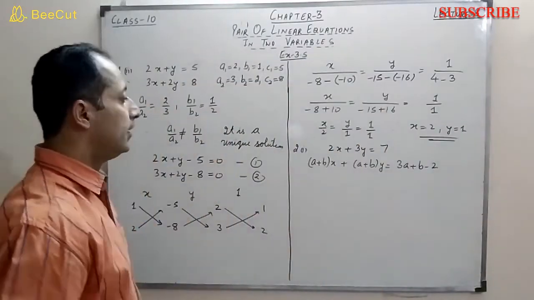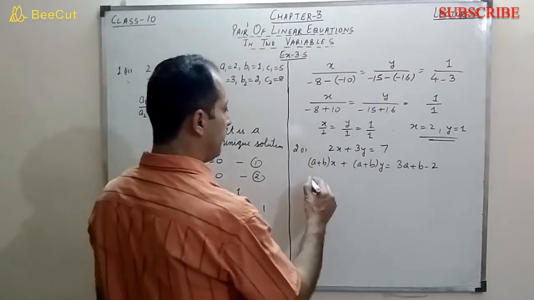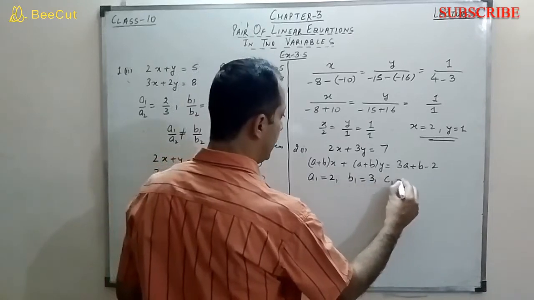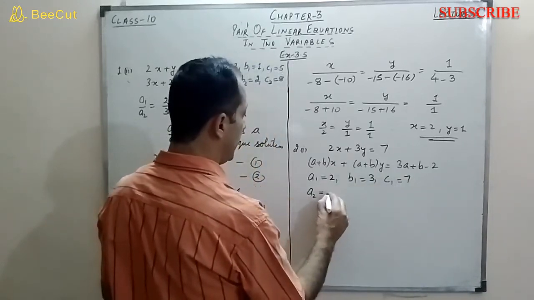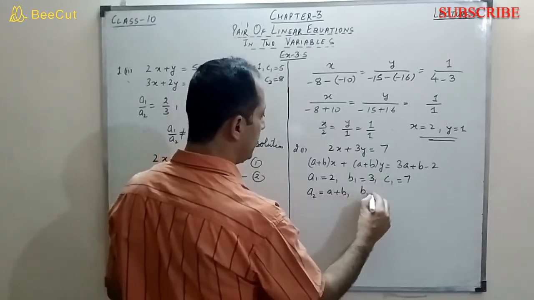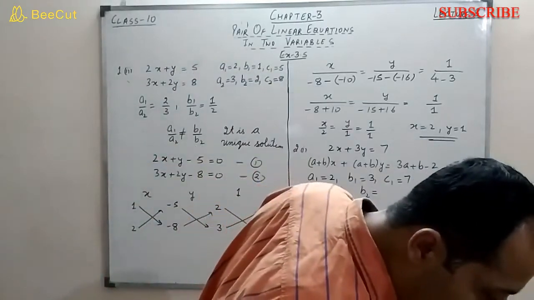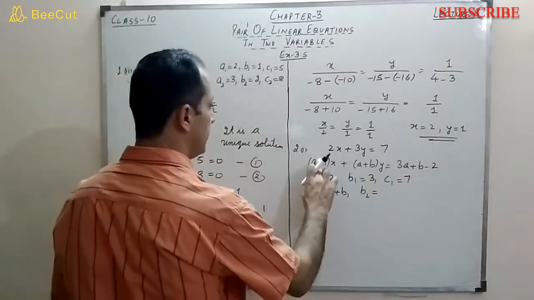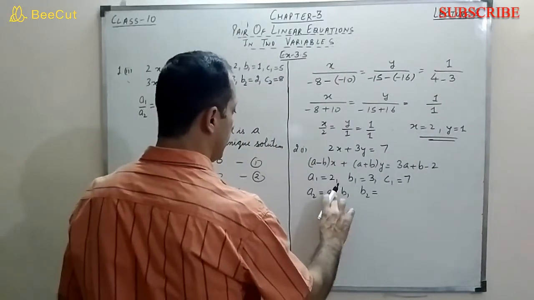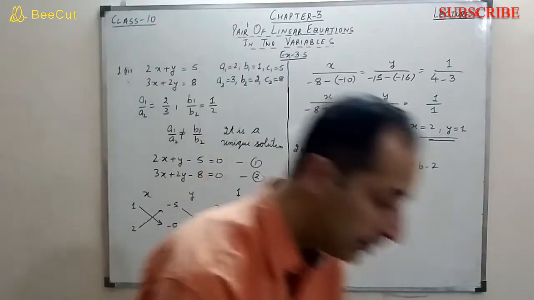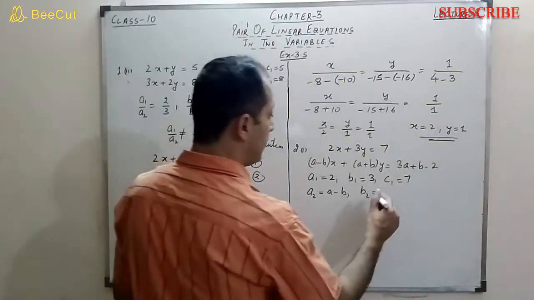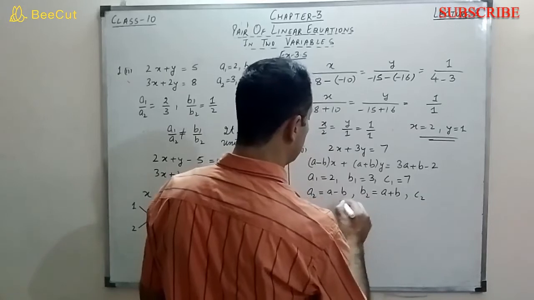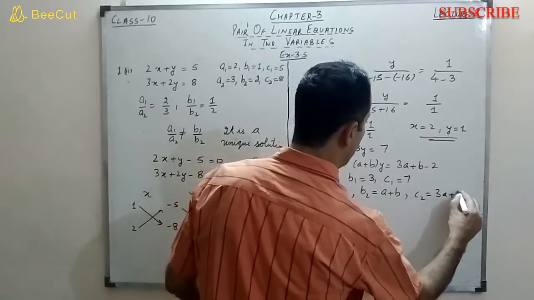Now, I compared with the general form and I write the values of a1 as 2, b1 as 3 and c1 as 7. a2 will be a plus b, b2 will be a plus b. Let me check it out. Yeah, both the things are given as a plus b. Sorry, this one is given as a negative. This is a minus b. There is some misprinting in the book. So b2 is a plus b and c2 is given as 3a plus b minus 2.